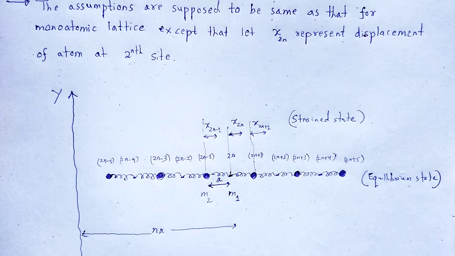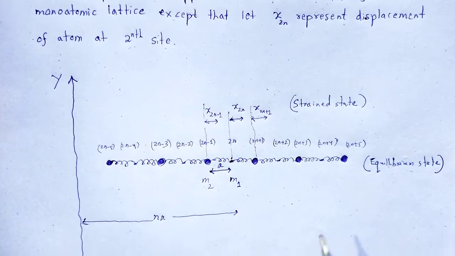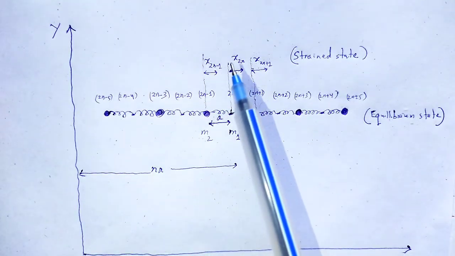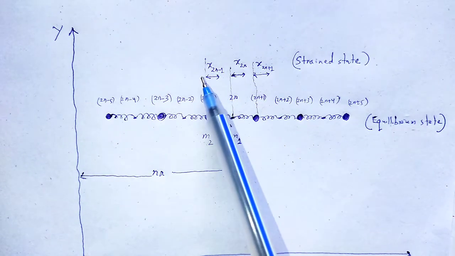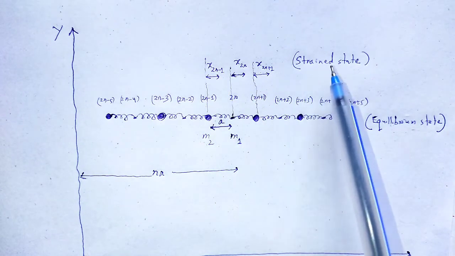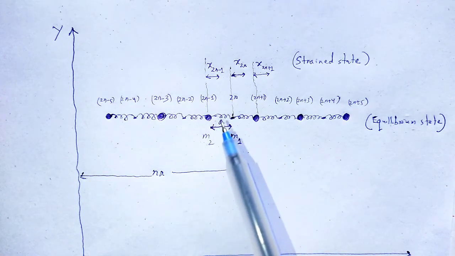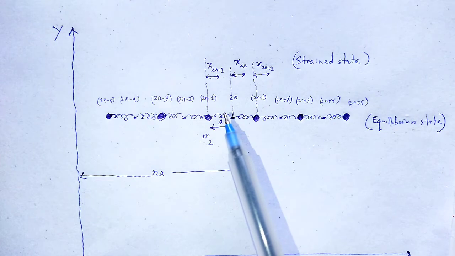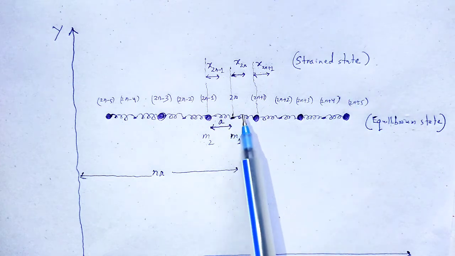Now we have to show what the equation of motion of the atoms in the strained state situation is, or in other words, we can say what the net force acting upon these atoms is.